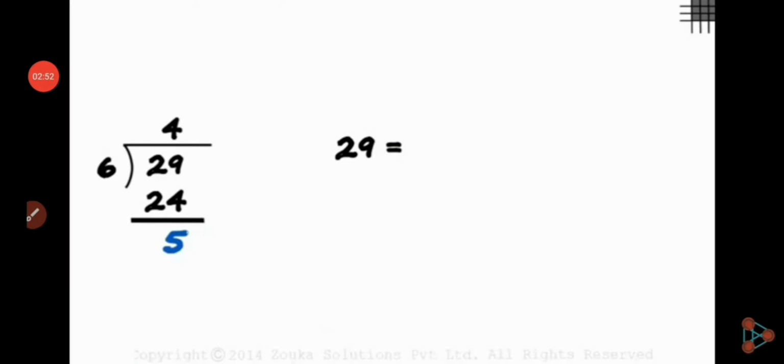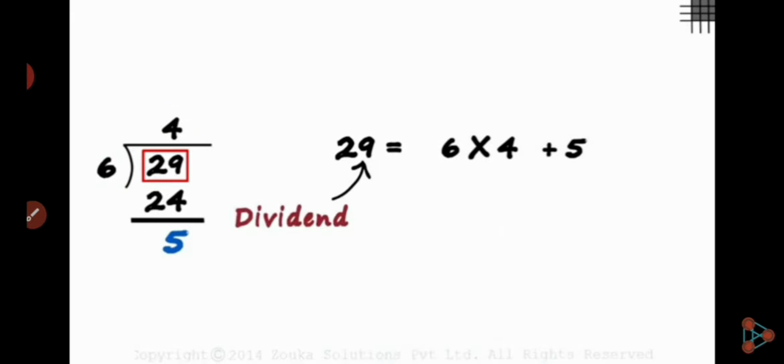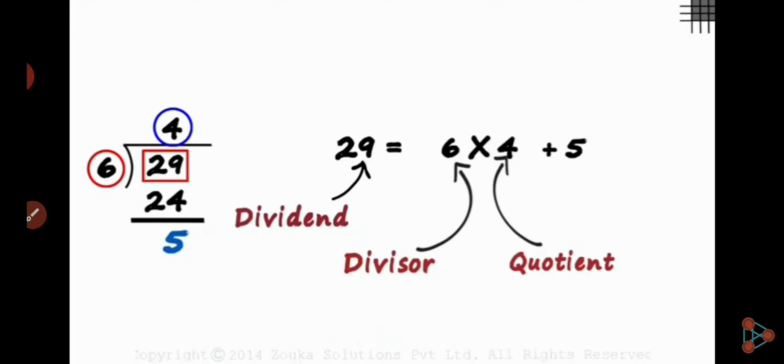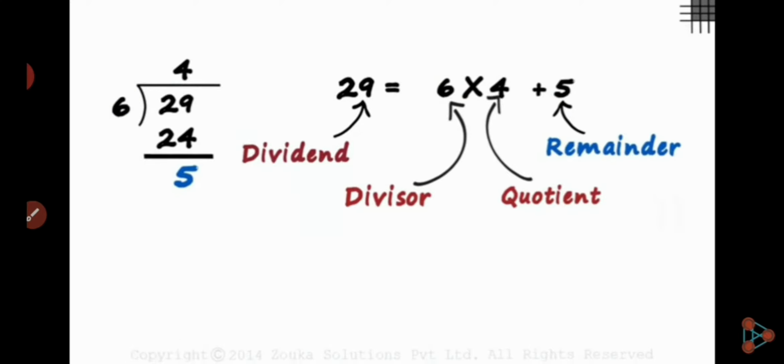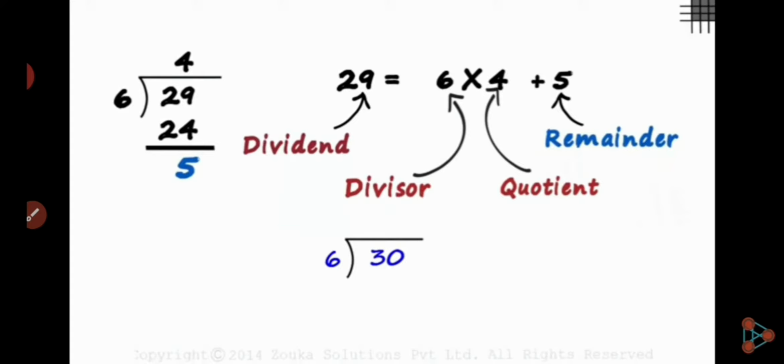See student, if we divide 29 by 6, then what do we get? 4 is our quotient and 5 is our remainder. So dividend is equal to divisor into quotient plus remainder. We have been studying this from 5th class. We have learned this equation from 5th class. Okay, means dividend is equal to divisor into quotient plus remainder. Okay, where 5 is remainder and 4 is our quotient, 6 is our divisor.